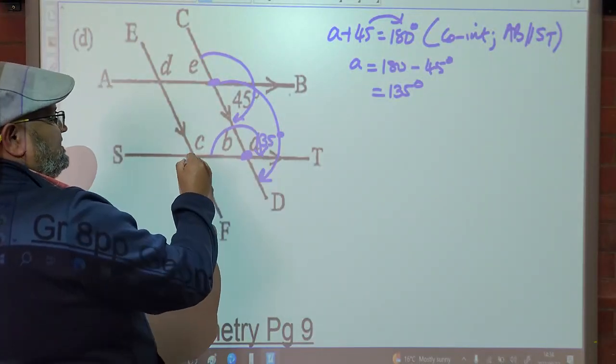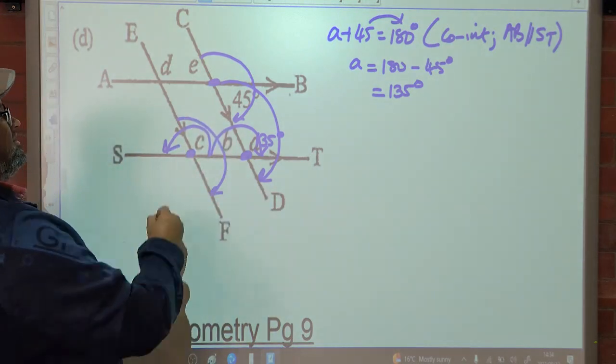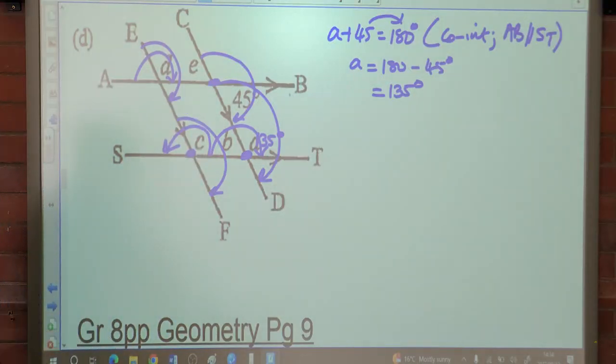A plus B is 180. C plus this angle is 180. C plus that angle is 180. Can you see? D plus that angle is 180. And so on. It's to do with the vertex. I think you made that same mistake in your test.